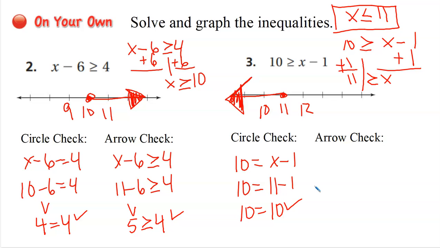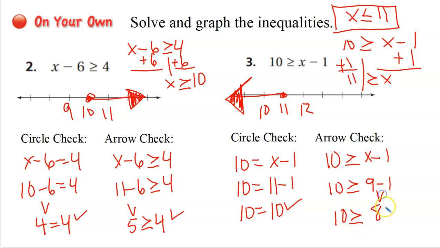When I do my arrow check, maybe I'll pick 8 or 9 because it's a little bit further down where the arrow would be, right? It keeps going to the left. 10 is greater than or equal to x minus 1. I'm going to go ahead and plug in 9 minus 1. I get 10 is greater than or equal to 8. Yes, that is true. My arrow is going the right way.